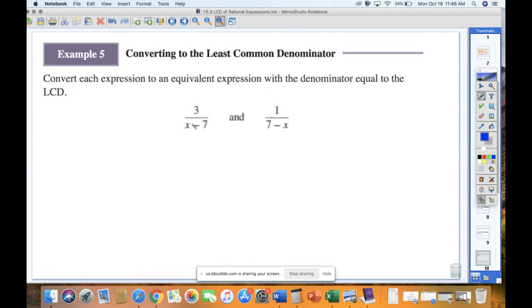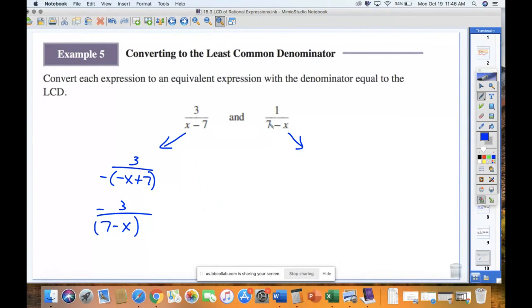We can either factor the minus 1 out of here to get 7 minus x, or we can factor the minus 1 out of here to get x minus 7. What does that look like? Well, if we factored the minus 1 out of here, we would end up with 3 over minus negative x plus 7. And notice now we have common denominators, even though it doesn't look the same. This can be written as minus 3 over 7 minus x. So now notice we do have a common denominator.